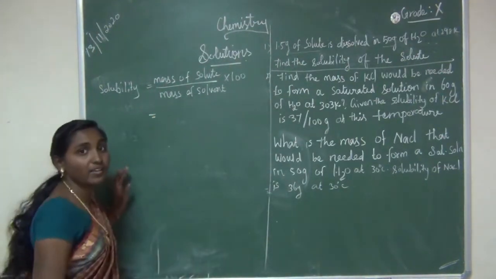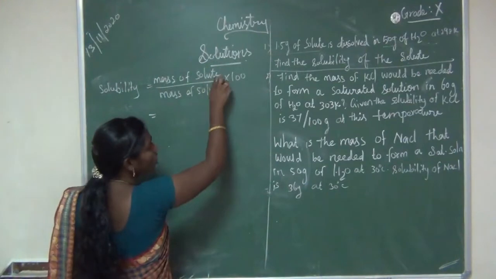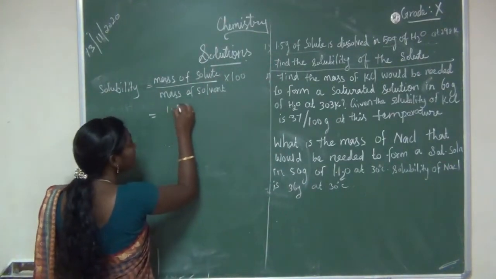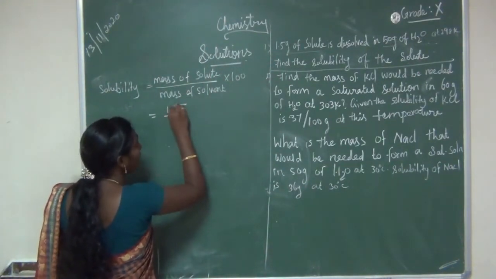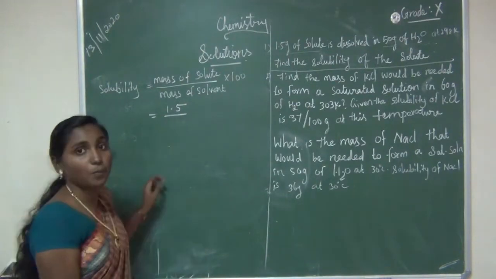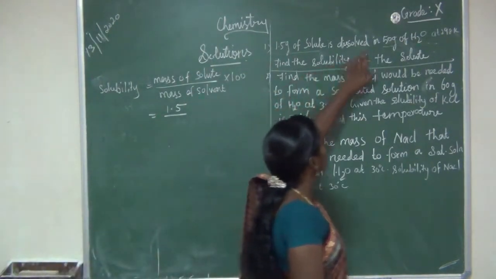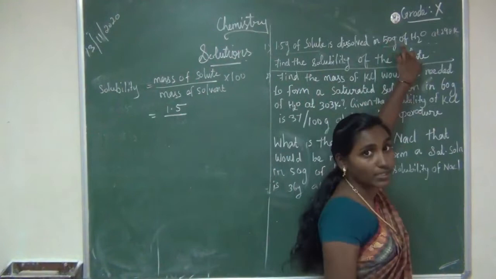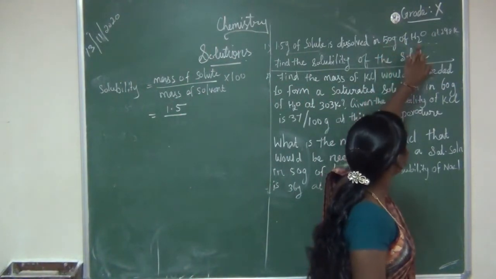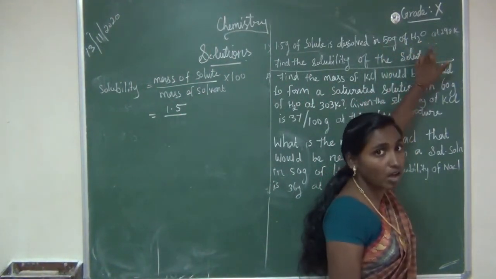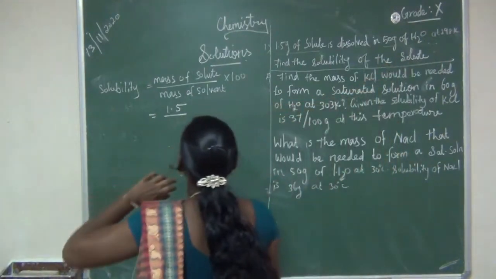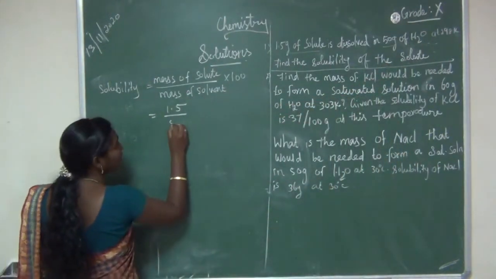So we can apply the values here. Mass of solute, how much? 1.5 divided by mass of solvent. Mass of solvent, how much? 50 gram of water, right? This water is taken as the solvent. So mass of solvent is 50.